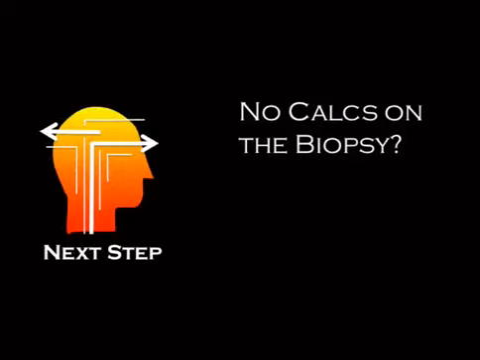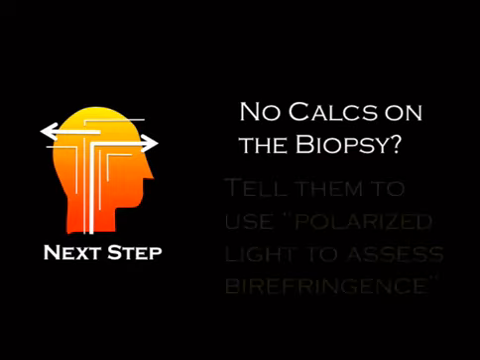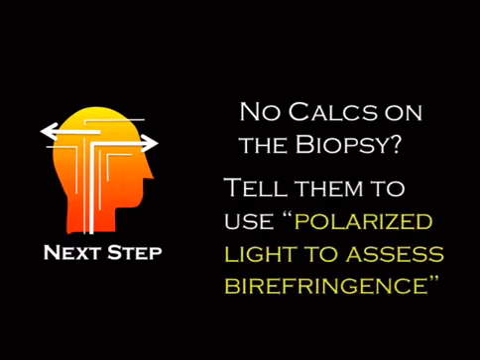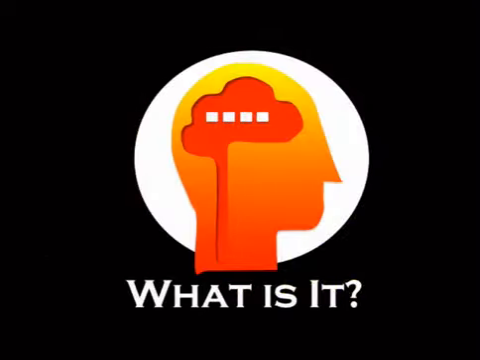So what if we biopsied this and the pathologist says there's no calx? And we're like, well, I know there's calx. I x-rayed the specimen. There's definitely calx. I can't see the calx. So you have to tell them to use polarized light to assess for birefringence in the setting of milk of calcium. So this is the classic trick for this. If you're suspecting milk of calcium, but you've been forced into biopsying it anyway, you have to tell them to use polarized light.